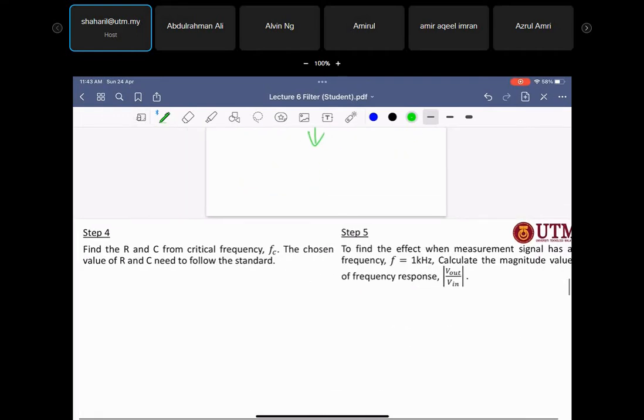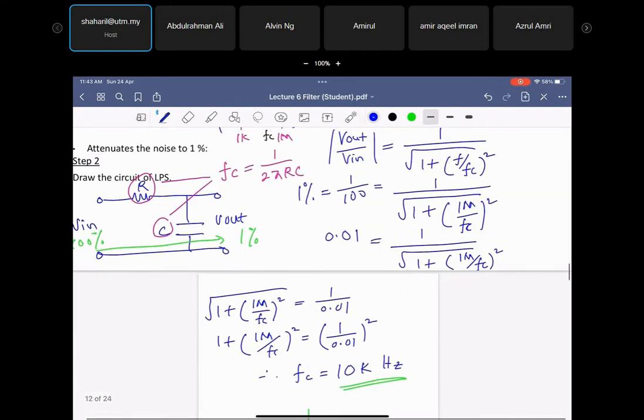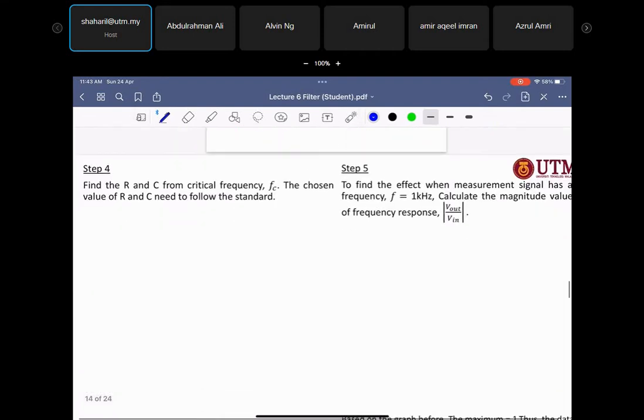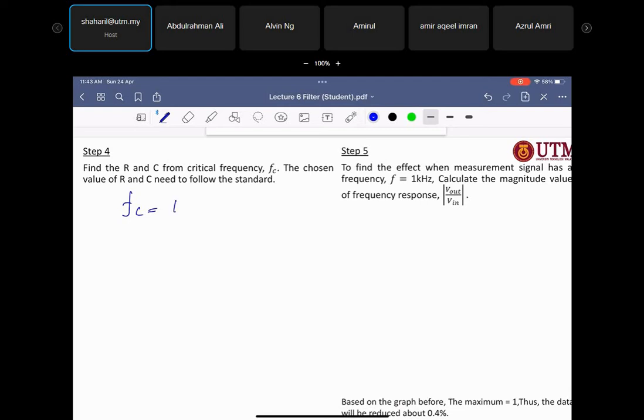All right, so from the critical frequency, as I mentioned before, you can determine the value for R and C. Okay, so FC, you got it, is 10 kilohertz. So 1 over 2 pi RC equals 10 kilohertz. Now we need to choose the values for R and C, and you need to follow the rules. So let's choose the value for C first. In this case, I can choose the value for C like 0.01 microfarad.